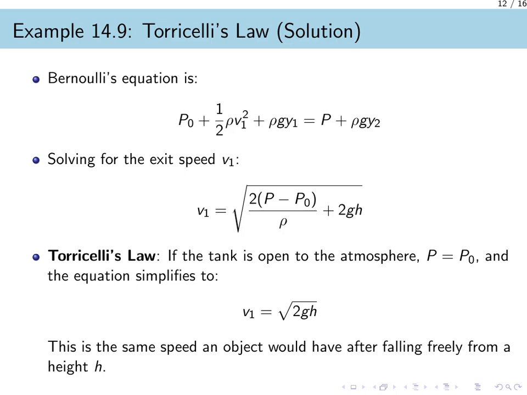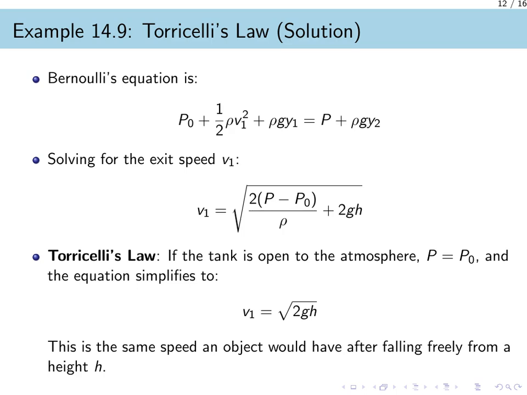The speed equals the square root of the quantity 2 times the pressure difference, P minus P0, all divided by the density ρ, plus the term 2 times g times h. Now consider the important special case, where the tank is open to the atmosphere. In this situation, the pressure P at the top of the liquid is the same as the atmospheric pressure P0. This causes the pressure difference term in our equation to become 0. The equation simplifies dramatically, giving us Torricelli's law.